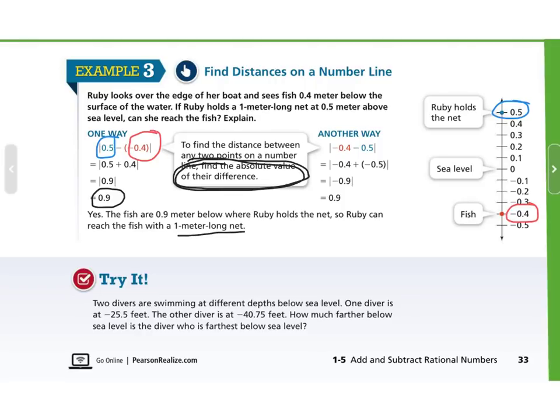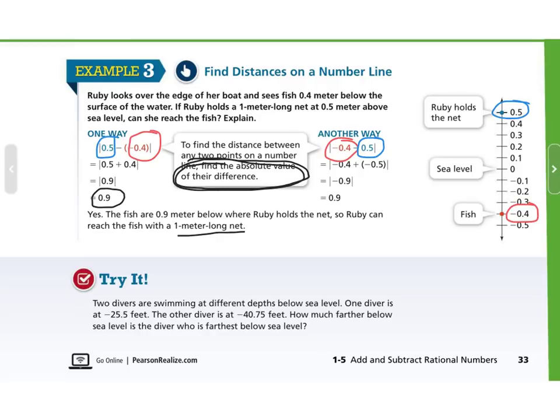The other way is to look at it from the fish's perspective. So if I start with the fish's depth at negative 4/10 and I take away from that the 5/10 of a meter, which is where her net is located, you're actually adding two negative numbers together.